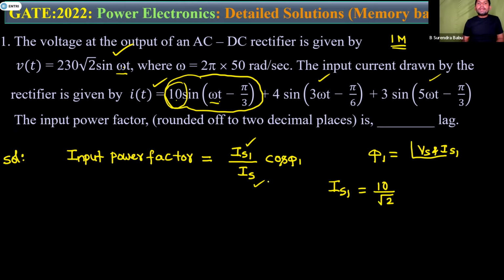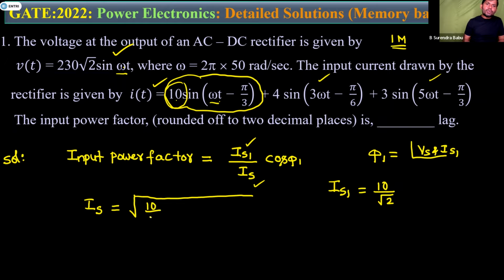10 by root 2. Now I want the total secondary current. The total secondary current is equal to the square root of... For this type of current relation, how do you find the total RMS value? The current is A1 sin omega t, A2 sin 2 omega t, A3 sin 3 omega t, like this it is given. Then how to find the RMS value? A1 by root 2 whole square plus A2 by root 2 whole square. All of you know that formula well. According to that, I am writing here.